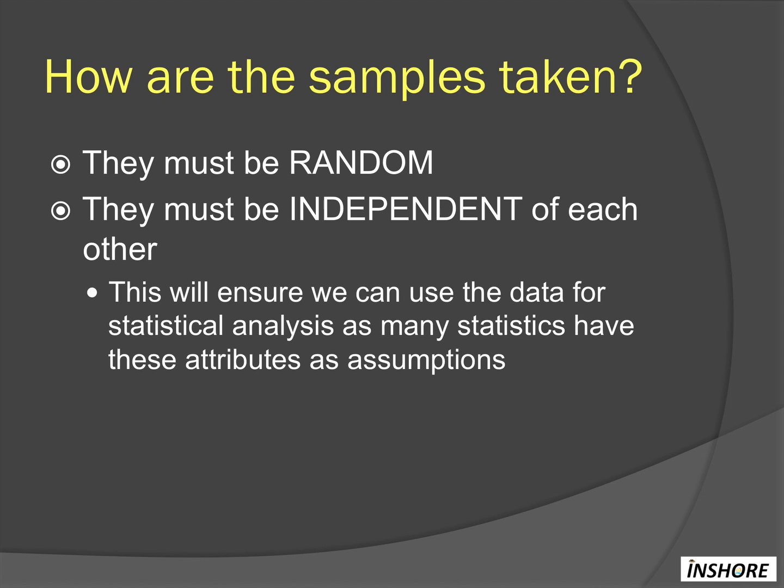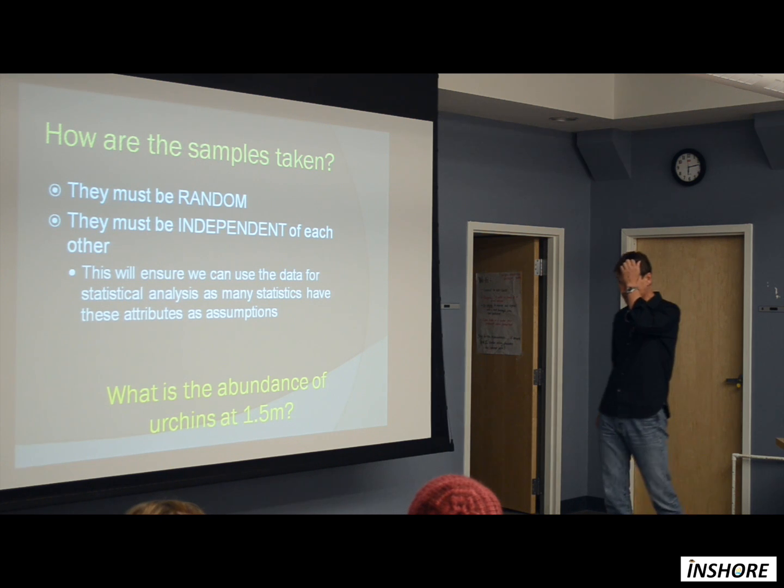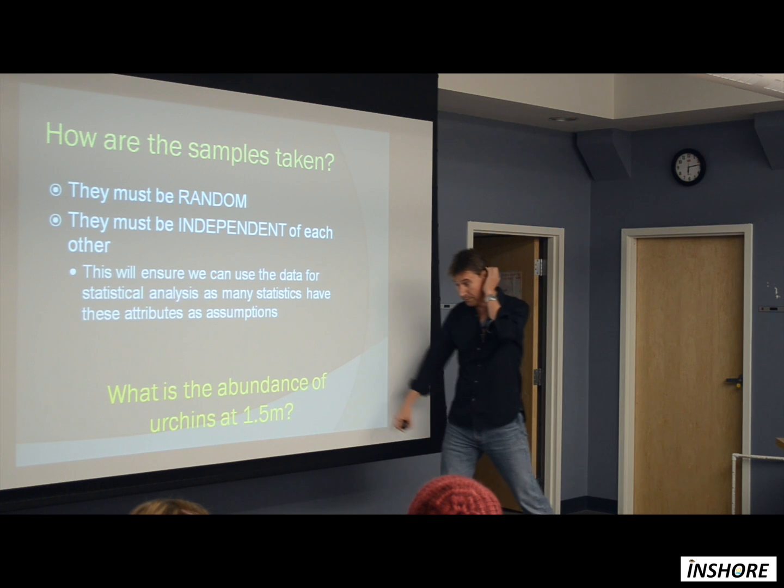So we need to have random positions of quadrats. That means that we are not biasing where we put those quadrats. They are placed randomly in an area, because if we're biasing it, then it's not going to be repeatable, it's not going to be reliable. The other thing is they need to be independent of each other. We can't sample the same area, so we need to make sure that they're independent. If we do that, we're ensuring we can use the data for statistical analysis, which is what we're trying to aim towards. So let's have a little look at how we might be able to do this.